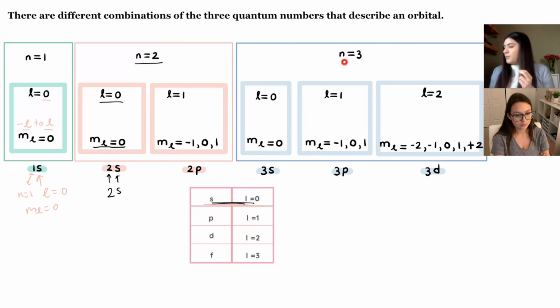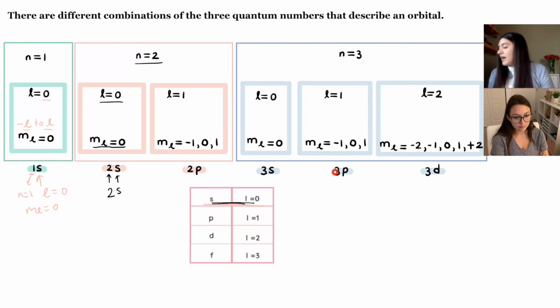I'm going to jump to this end here. Same thing for this part. If I were given 2P, the N is going to be 2. And for P, we know L is equal to 1. M sub L is negative L to positive L, so -1, 0, and 1. Next one here. If I were to have 3S, I know my N is the value in front, so 3. If it's S, that gives me 0 for my L. And then M sub L is 0. And you're going to keep seeing this pattern.